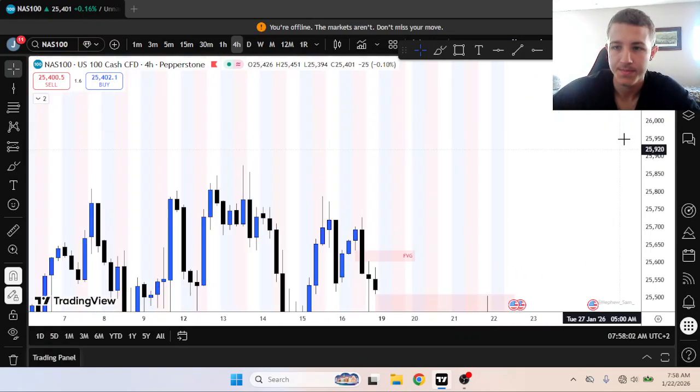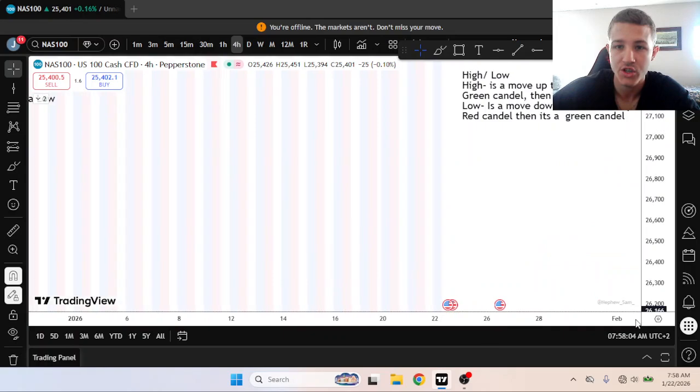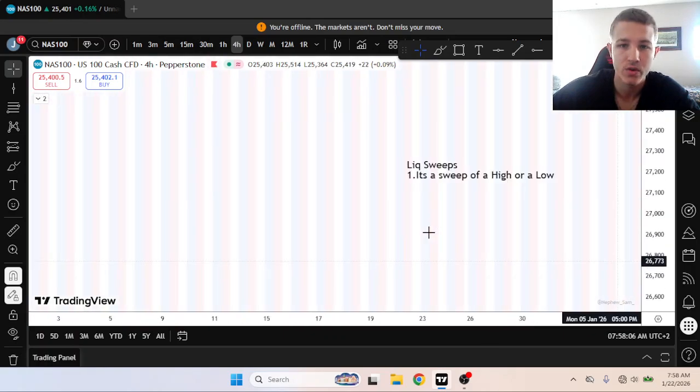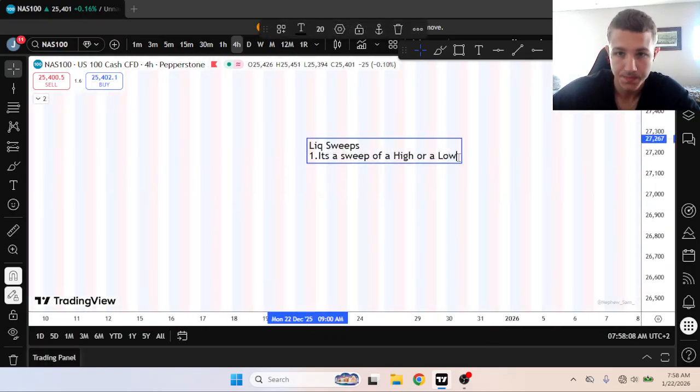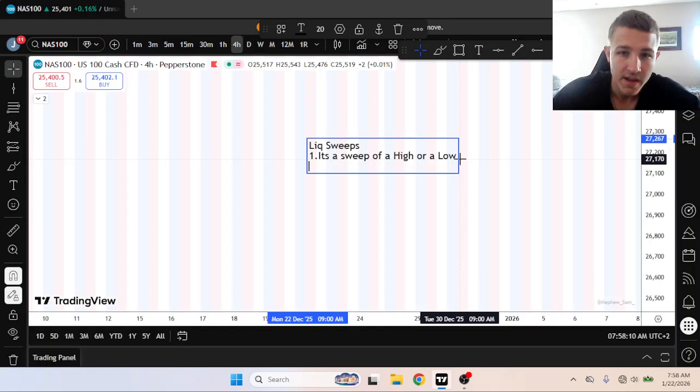So that is basically highs and lows. It's plain and simple. Now that you guys know highs and lows, we can go on to liquidity sweeps. So what is a liquidity sweep? It is a sweep of a high or a low.